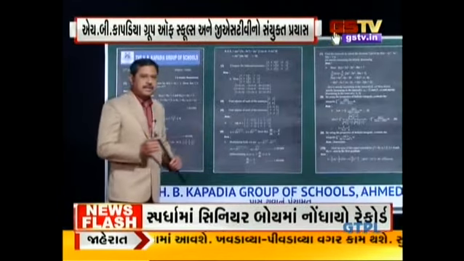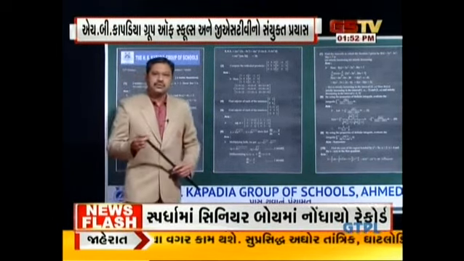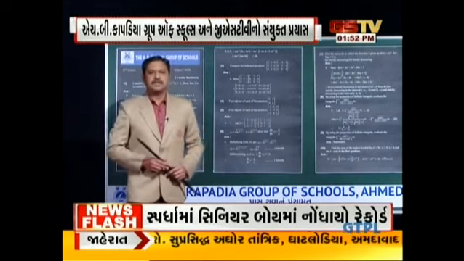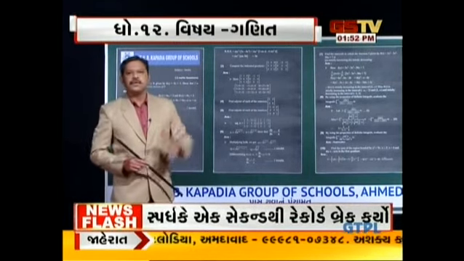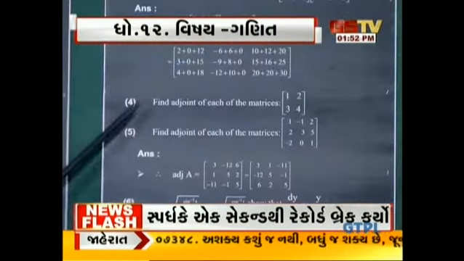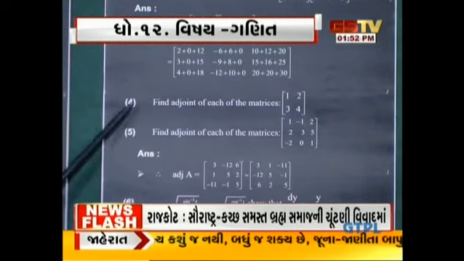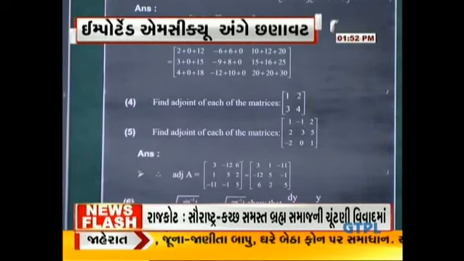And one important result we get here: adjoint of adjoint is equal to matrix A. But remember, this result is only for 2 cross 2 matrices, not for 3 cross 3 matrices. Okay, for a 2 cross 2 matrix, important result for MCQ also, adjoint of adjoint is equal to matrix A.